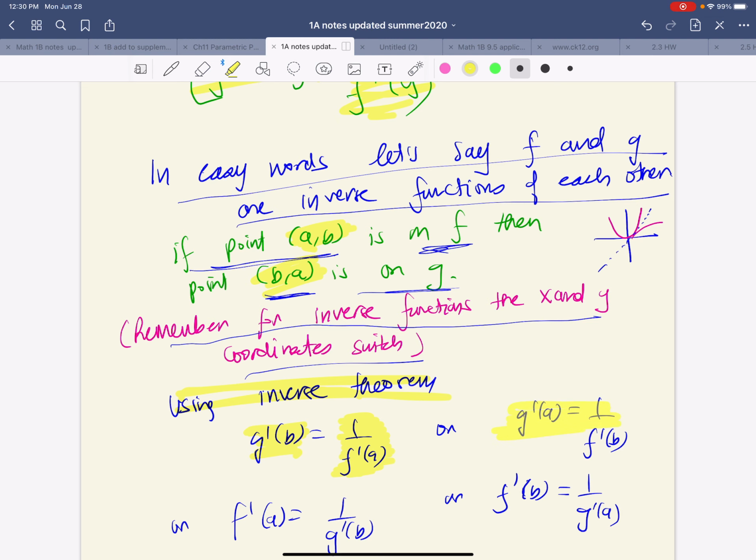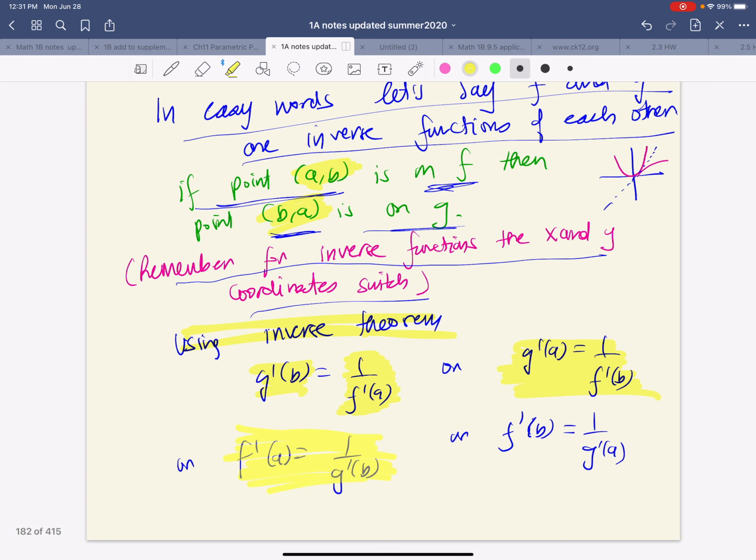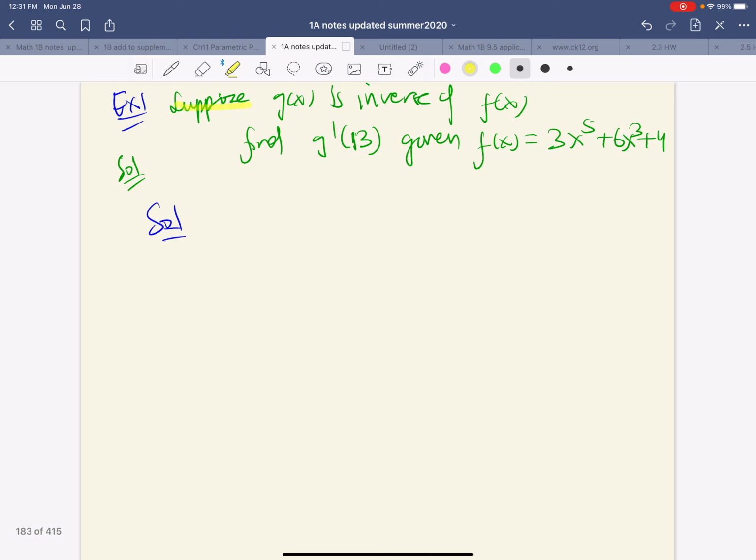g prime of a will be 1 over f prime of b. Or f prime of a would be 1 over g prime of b, or f prime of b is 1 over g prime of a. Let's see some examples. Suppose g of x is the inverse of f of x, and we want to find g prime of 13. We're given f of x equals 3x to the 5th plus 6x to the 3rd plus 4. So we need to figure out g prime of 13.